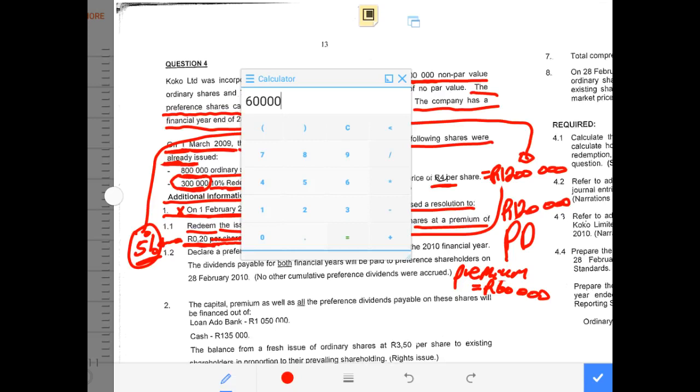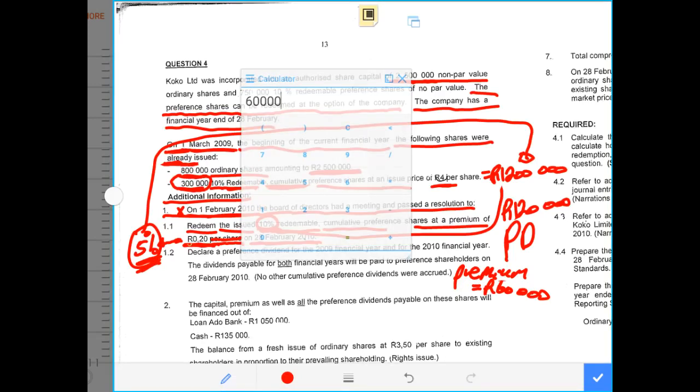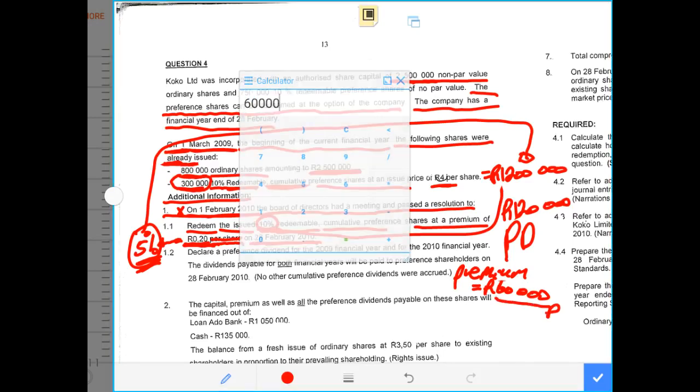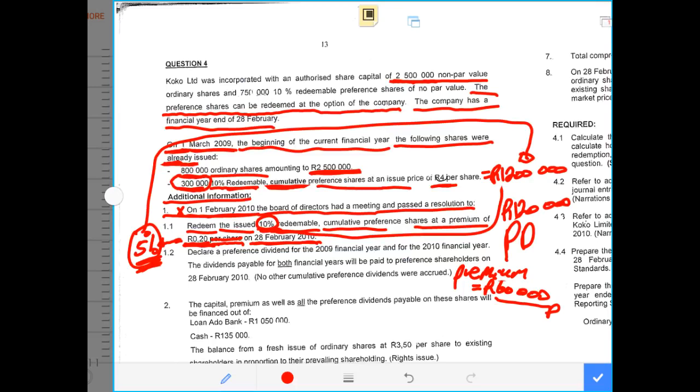So now either your premium in this case was given as 5% or 20 cents, you still get the premium of 60,000, which is the premium at the redemption of the 300,000 preference shares. That is a very critical thing that you must take into account: whenever your premium is given as a percentage, you calculate that premium from the capital that is being redeemed, in this case 1,200,000 rands.